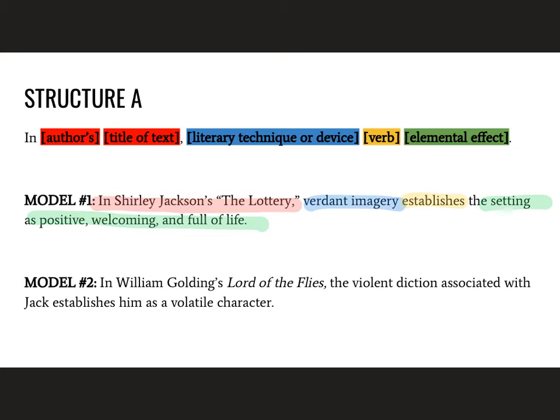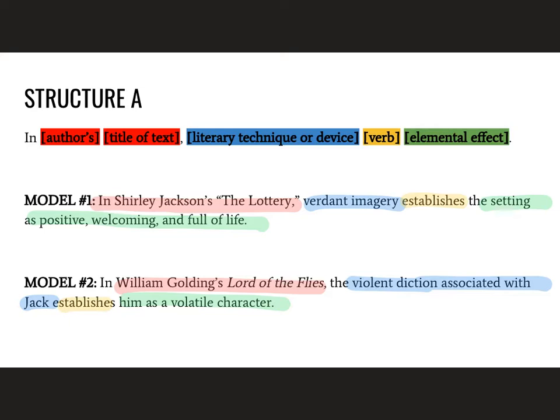In William Golding's Lord of the Flies, the violent diction associated with Jack establishes him as a volatile character. Take a second, see if you can pick this one apart. And here's a hint, it's going to have the same structure. Hopefully you got something similar.